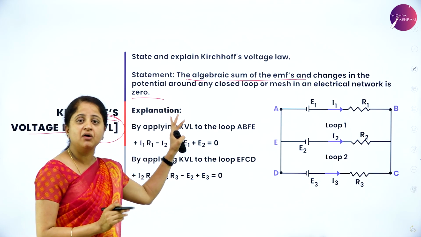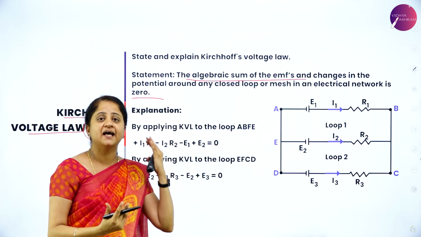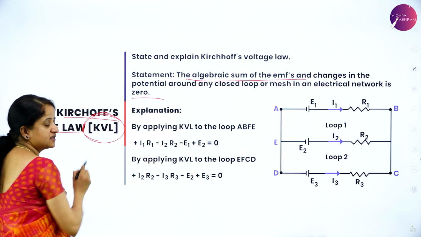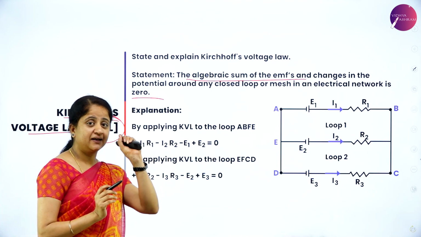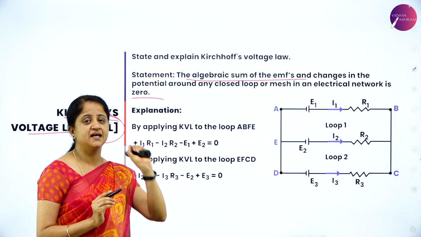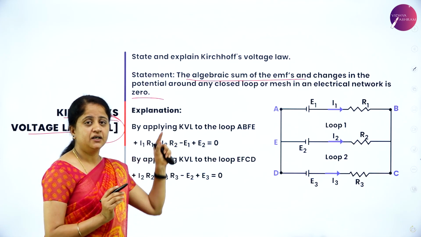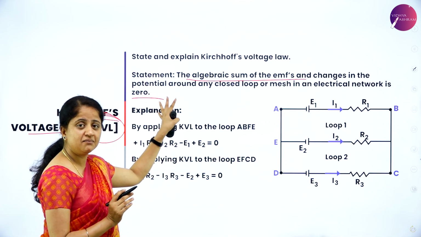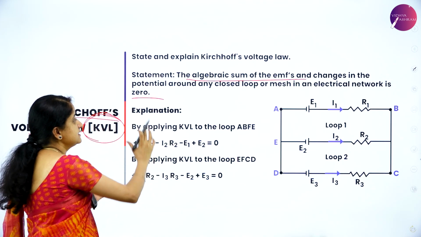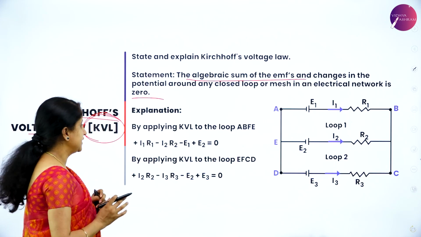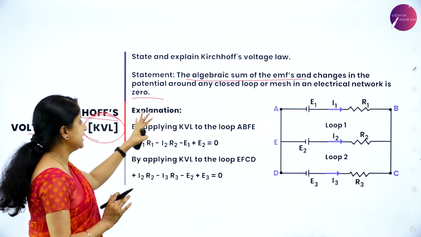Basically, it is about the voltage, the potential, and hence the name KVL, Kirchhoff's voltage law, whereas the previous law is about the current at a particular junction, and hence it was KCL. Now this law states only about the EMF or potential, so it generally talks about the voltage, and hence the name Kirchhoff's voltage law. So let us now understand this with an example.